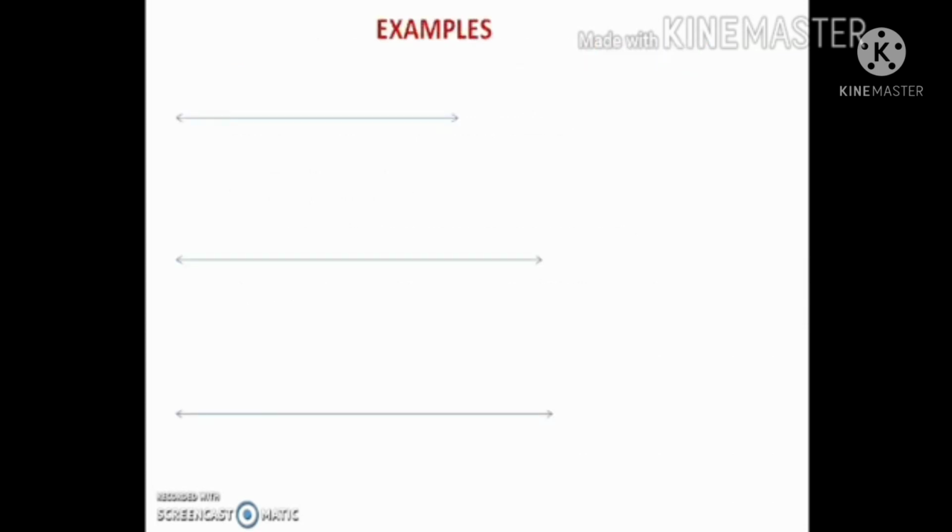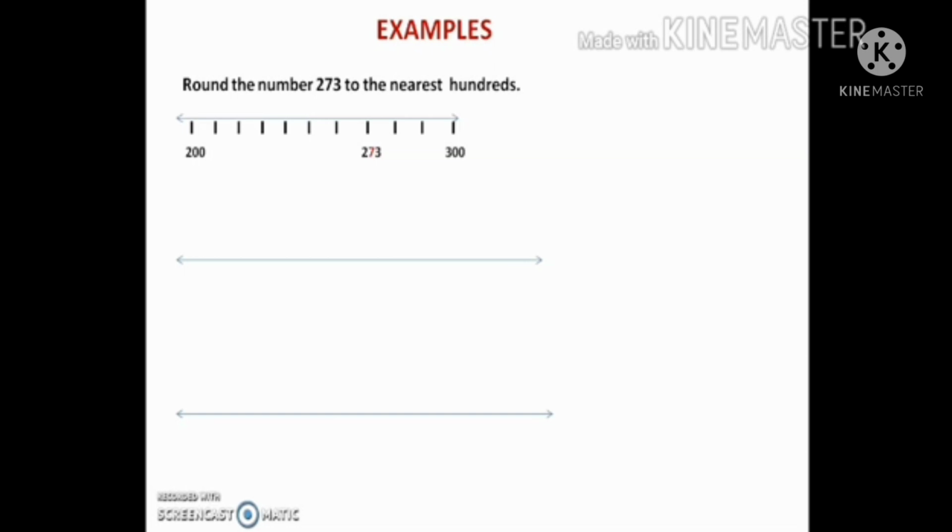Now, let us go for some examples. Round the number 273 to the nearest hundreds. So, what we have to do? First, we have to look at the digit in the tens place. What is the digit in tens place? 7. It is more than 5, isn't it? So, the number will be rounded up. And you know that the number lies between 200 and 300. So, the number will be rounded up to 300.